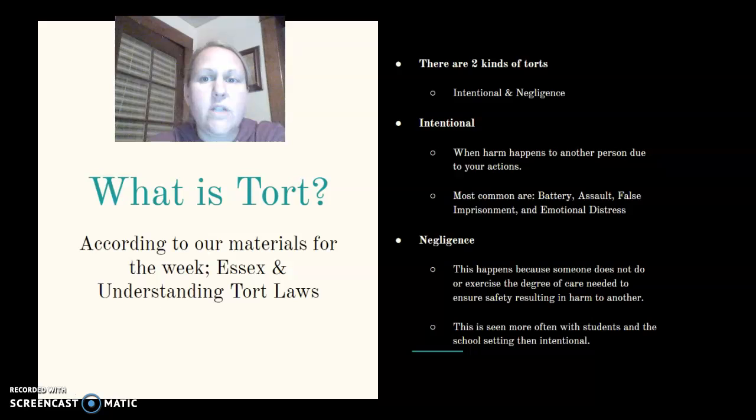To start with, intentional is when harm happens to another person due to your actions. The most common intentional torts are battery, assault, false imprisonment, and emotional distress. And then that leaves us with negligence. This is what we see more often than not when it comes to schools. It happens because someone does not exercise the degree of care needed to ensure safety, resulting in the harm of another person. Like I said, this is seen more often with students in the school setting than intentional torts.